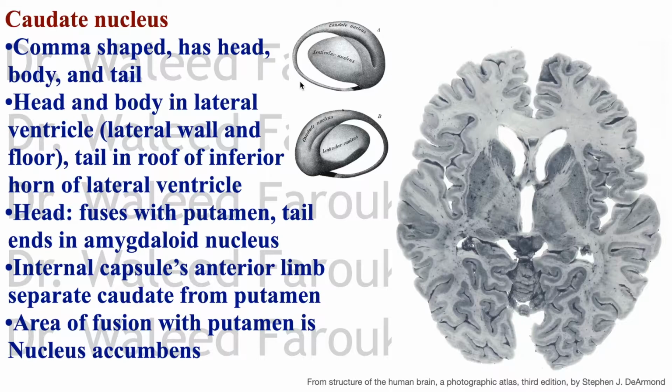The head fuses with the putamen to form the corpus striatum, and the tail ends, as I told you before, in the amygdaloid nucleus. This is the internal capsule here; this is the anterior limb, genu, and posterior limb. The anterior limb separates the caudate nucleus from the putamen, and the area of fusion with the putamen is called the nucleus accumbens. You can see it here. This gray matter connecting the anterior parts of the putamen and the caudate nucleus is the nucleus accumbens. Together they are called the corpus striatum.